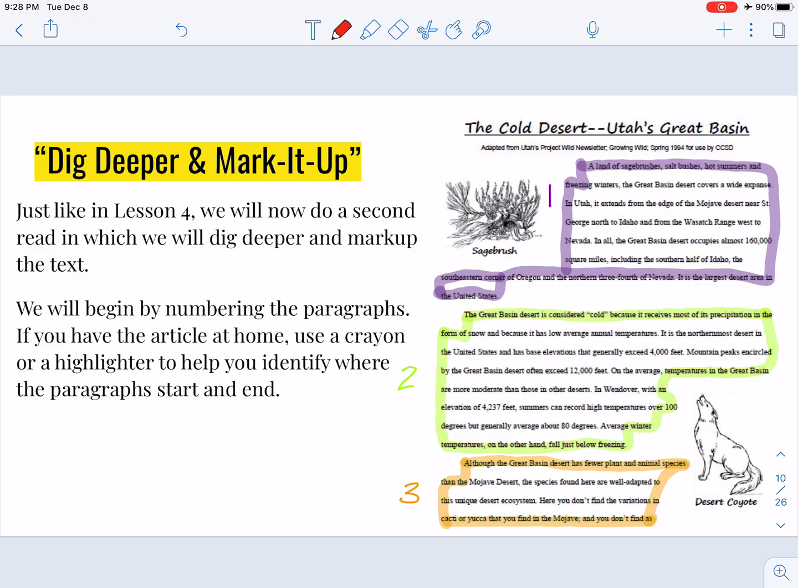Make sure that you have the first page looking something like this. You do not need to use the same colors. If you do have those same colors, it might be helpful, but make sure that you have a different color for each paragraph on this page. Go ahead and pause, and then I will show you how to do the next page and we will get started.